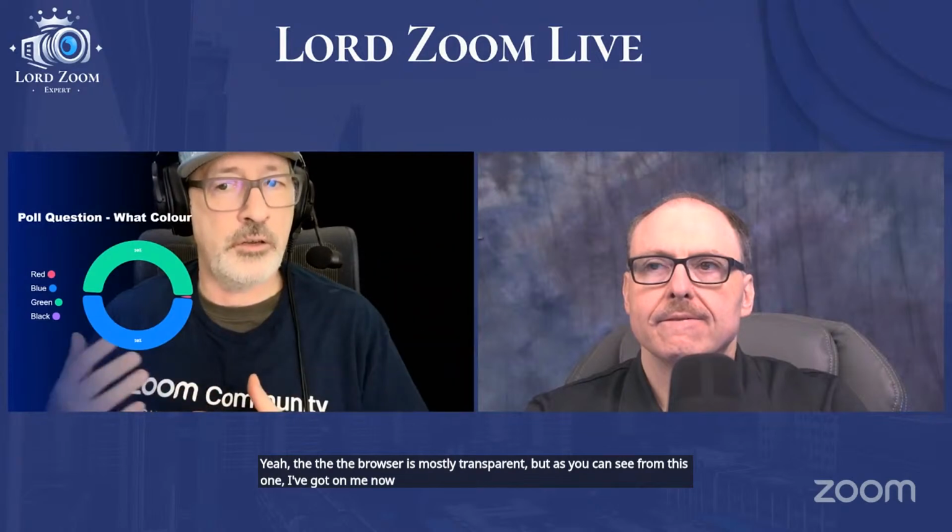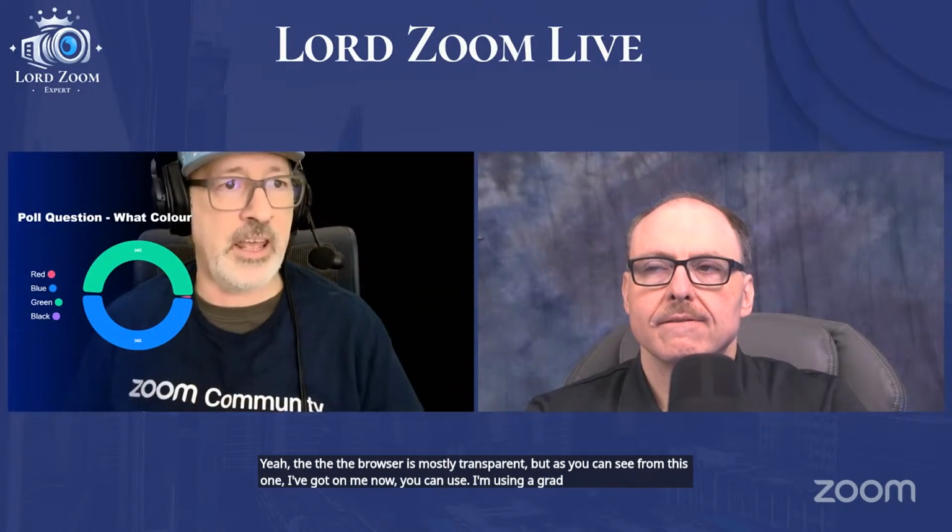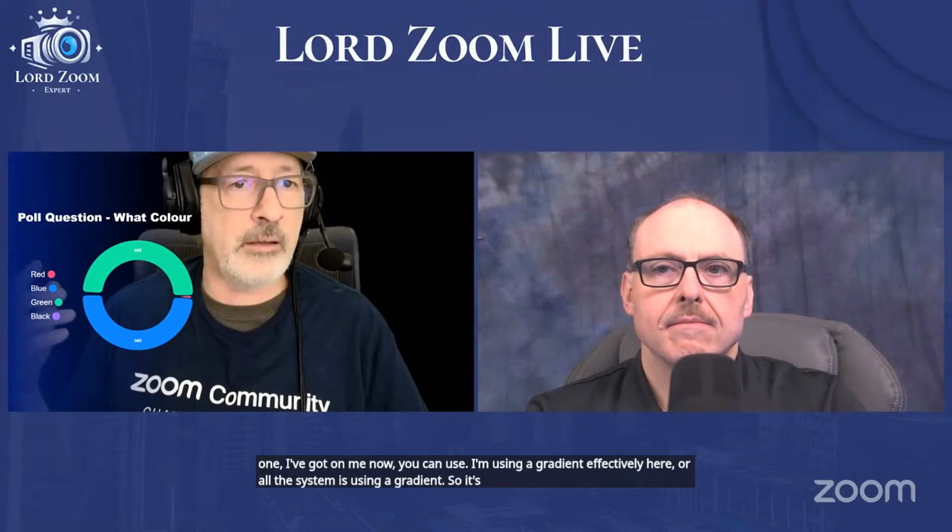Yeah, a browser in front of them transparently, because it's a transparent layer. Yeah, the browser is mostly transparent, but as you can see from this one I've got on me now, the system is using a gradient. So it's blue over here, and then it fades away to nothing, and that's how it has this sort of ghostly effect. But again, it's still on top of you. It's overlaid on me, yeah.